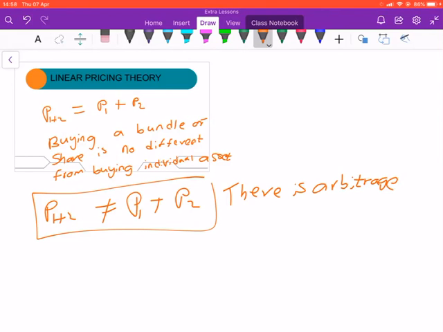But before I end, I should give you an example. Suppose that you have a triangle and a square, and they are packaged, right? They are packaged, and then you also have a triangle and a square individually. What the linear pricing model tells us is that whether you're buying the package or the individual assets, the price should be the same, right?